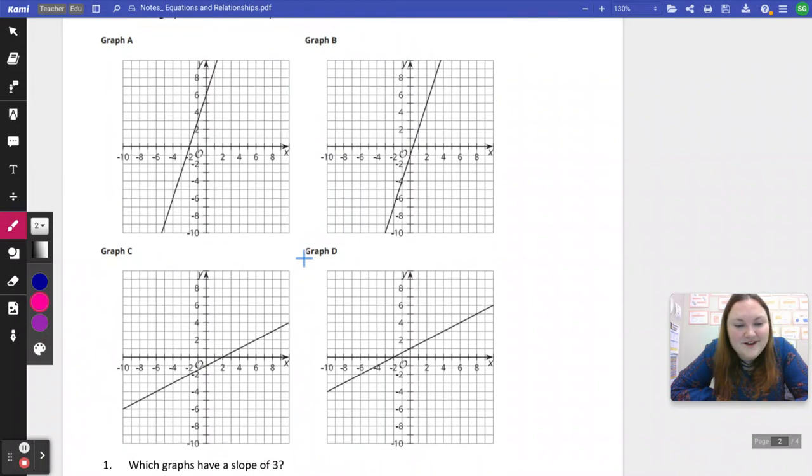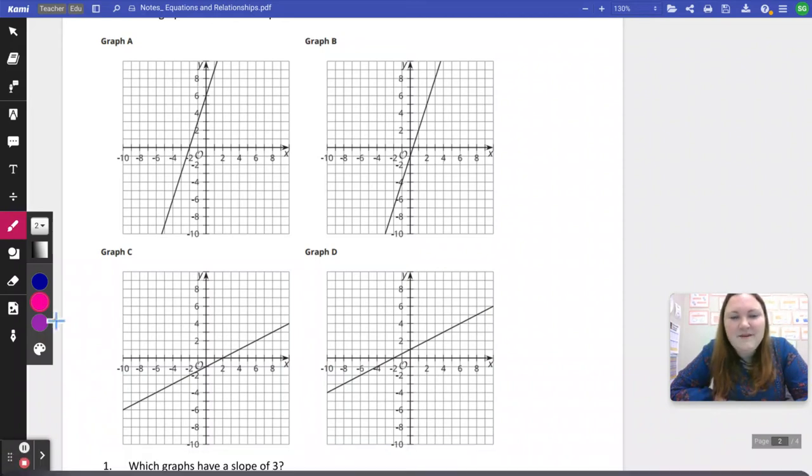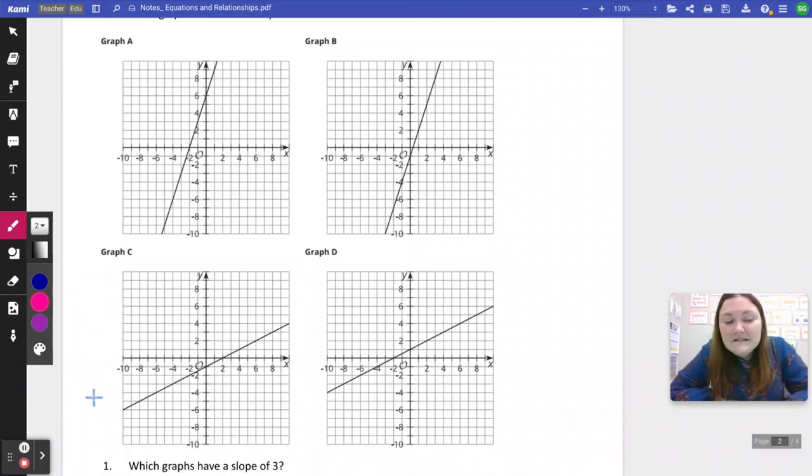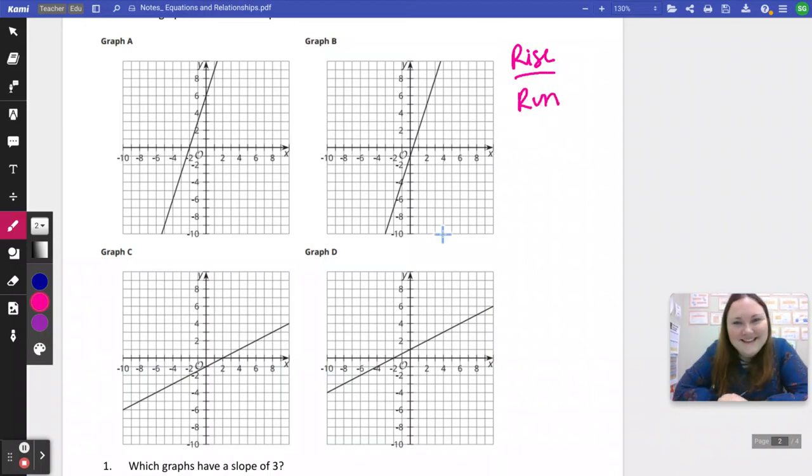So we will start off with just number 1. Number 1 down here at the bottom is which graphs have a slope of 3? As I read through that, I notice the question says graphs, which means there's going to be more than one. When we're talking about slope and finding slope, that formula we used a lot was rise over run. So hopefully that jogs your memory a little bit.